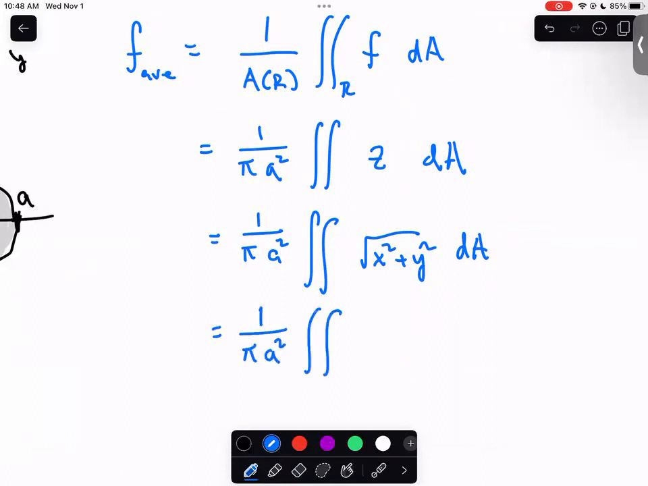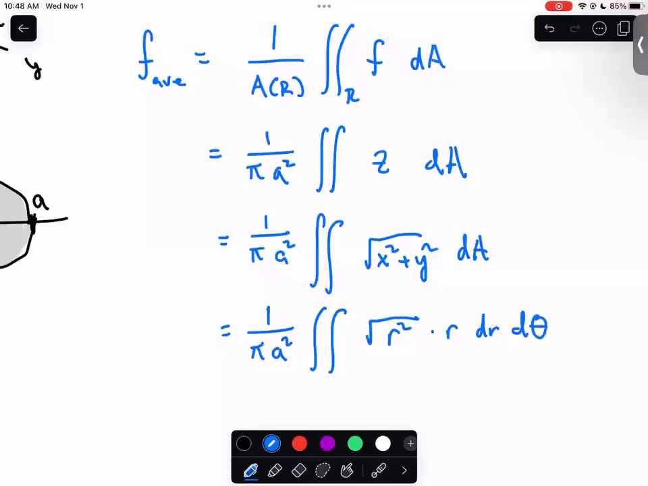So if I'm setting this up in polar, this is what I would write next. Swap out x squared plus y squared for my polar, in this case r squared. Make sure that when you convert into polar, you include the Jacobian, this extra r factor.